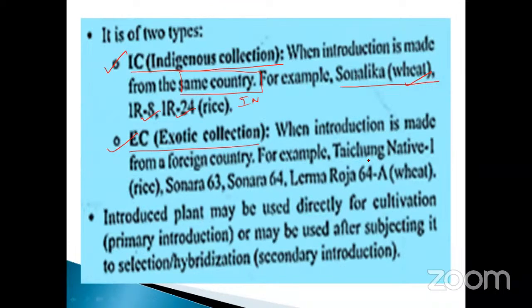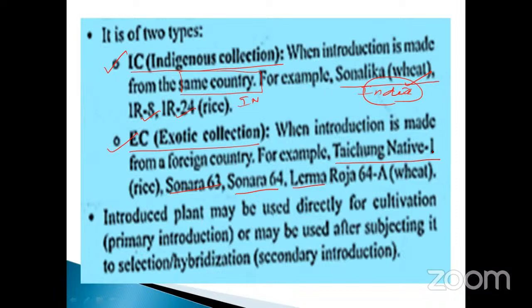The next one is when the introduction is made from foreign countries. For example, Taichung Native 1 is one of the rice varieties. Taichung is from China, I think. Sonora 63, Sonora 64, Lerma Rojo 64 are wheat varieties. Know the difference between Sonora and Sonalika. Sonalika is from within the country, for example India. Suppose it is from another country, they have given us different names. See that: exotic.